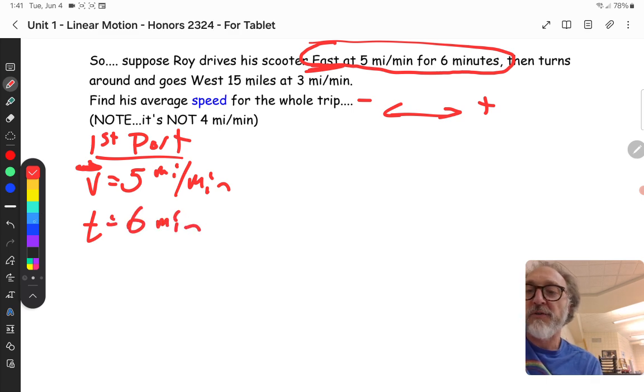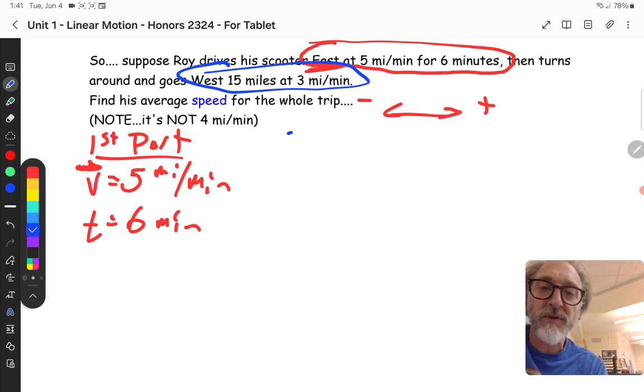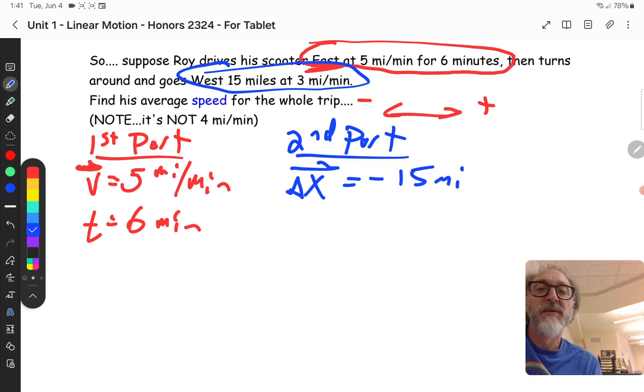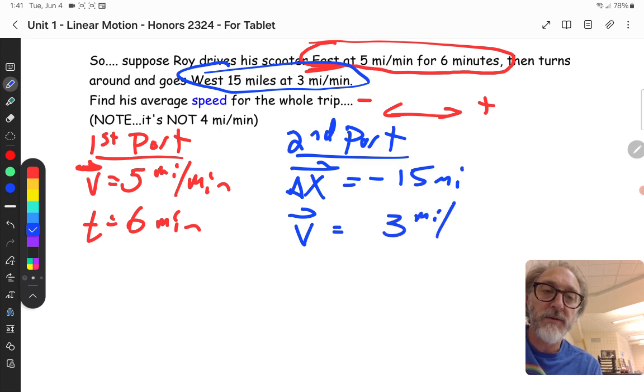Then there's a second part of the trip where he goes west 15 miles. So for the second part of his trip, 15 miles is telling me how far he went. Let's go ahead and put a direction on it. He went back 15 miles. And it's telling us the velocity he went at, 3 miles per minute. But again, he was going west, so that's going to be negative.